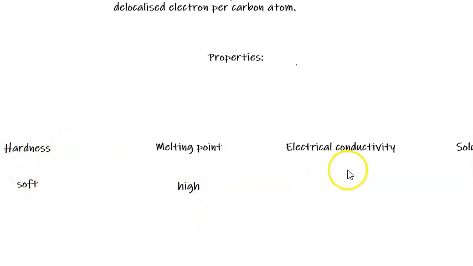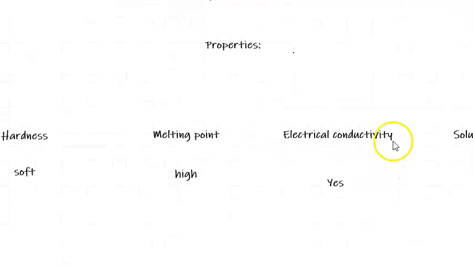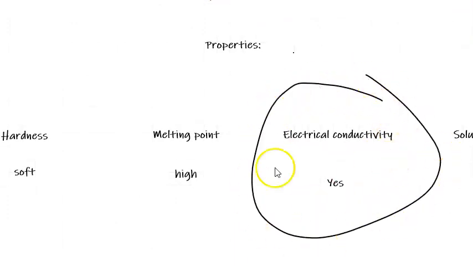Electrical conductivity, you can probably guess this, we can say that yes, it does conduct electricity because each carbon atom has that delocalized electron. So one delocalized electron per carbon atom. So if we were writing an explanation about that, we would need to use this kind of answer there. This is the most common property of graphite that you'll be tested on, so make sure you're all good with that.